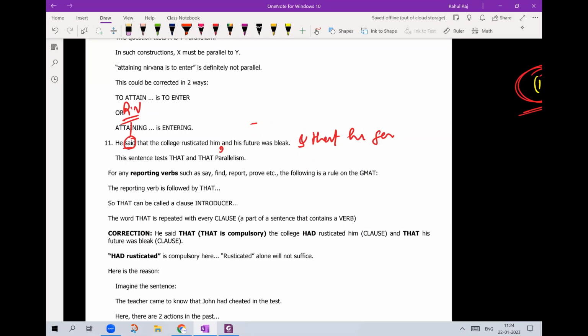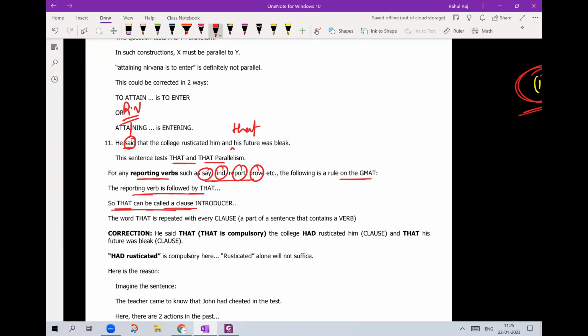Fortunately, there are two clauses over here, so you say "and that" directly, that's it. But there could be three clauses, there could be four clauses, and all the clauses should start with that. So this sentence tests you on that and that parallelism. For any reporting verb, such as said, find, reported, prove, you don't worry about this. I'm telling you, you don't have to remember anything. I'll come down to the point. For any reporting verb, the following is the rule on GMAT. The reporting verb is followed by the word that. The that can be called a clause introducer.